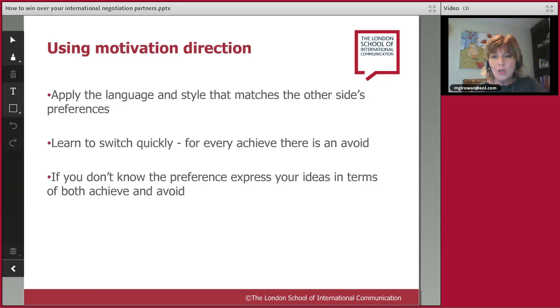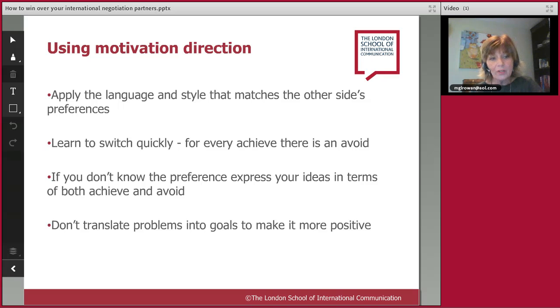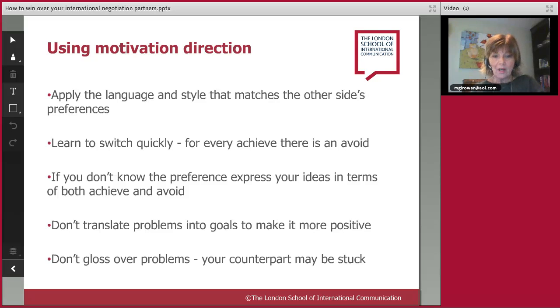If you don't know what somebody's motivation direction is, then the best thing to do is to express the ideas that you want to put across in terms of both achieve and avoid. So one thing is to stop translating problems into goals to make things sound more positive, because if you gloss over the problems, your counterpart may be so stuck in the problem that they're not going to be able to consider agreeing with you.